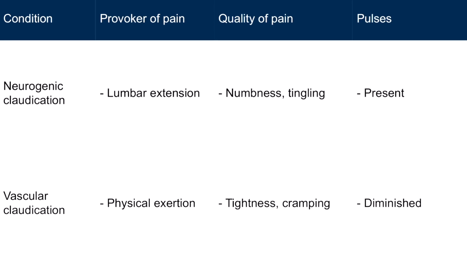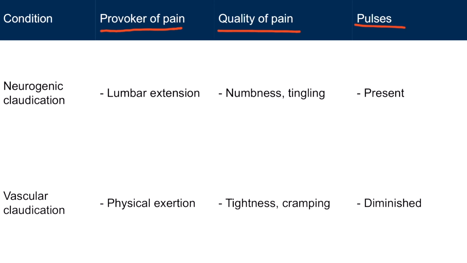This is a question that wants us to be able to distinguish two commonly encountered disease presentations. We'll use this table to outline some key differences, including the provoker of the patient's pain, the quality of the pain, and what the pulses are like distal to the affected area. In patients with neurogenic claudication, lumbar extension makes the pain worse. The pain is felt as numbness and tingling, and pulses are present bilaterally. There may also be weakness of the lower extremity muscles.